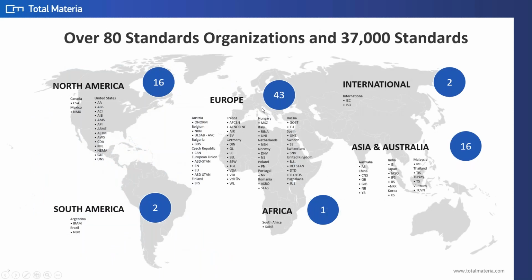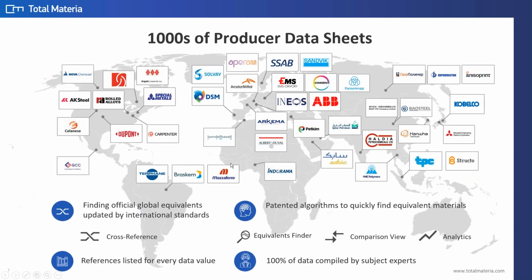All right, this sheet is just to boast actually how much information that we have inside Total Materia. 80 standard organizations and 37,000 standards and growing each month. A lot of European, North American, and Asian standards which are very important. And because we have so many standards, you'll be able to find really easy equivalent materials which you might need. But not only just standards, but a lot of proprietary data as well. So this proprietary data is providing us those missing gaps of information that the standards don't have, but also providing us with a lot of non-metallic materials as well, which is really important. Polymers, composites, fibers, and even wood you'll be able to find.